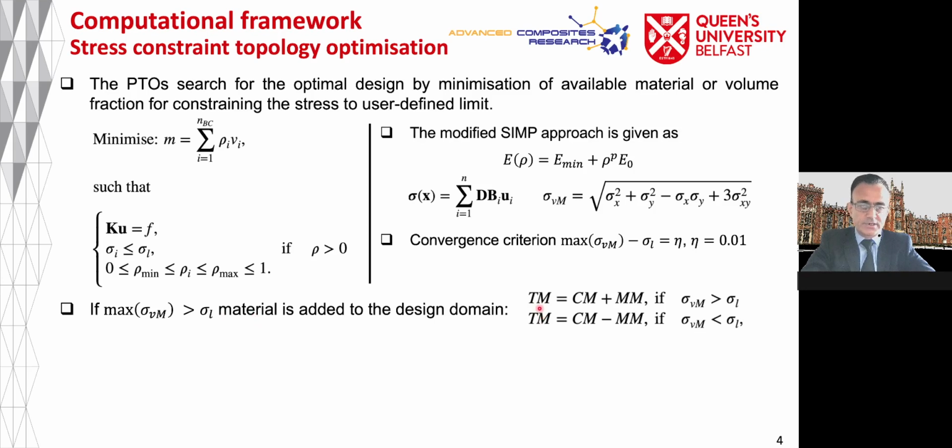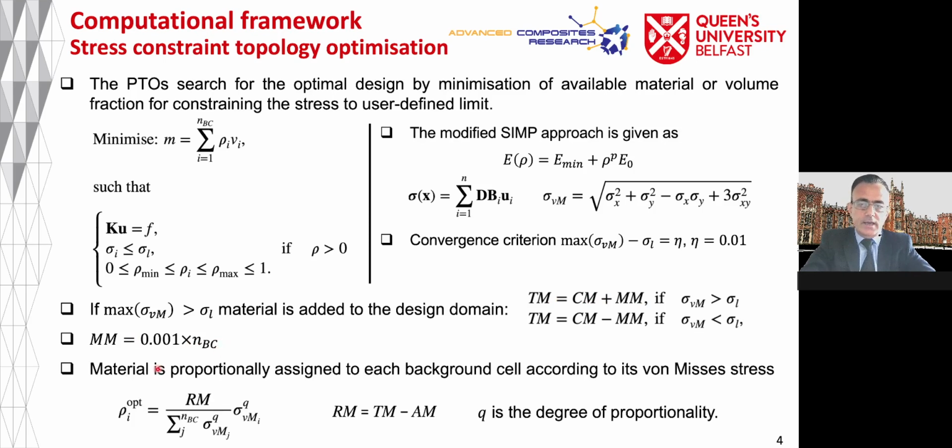So Tm is the target material, Cm is the current material, and Mm is the move material here. And we calculate the move material using this equation here. So 0.001 times the NBC, which is the number of background cells. And then material is assigned proportionally to the von Mises stress using this equation here. So Rm here is the remaining material, and sigma Vm is the von Mises stress for each background cell. So if the von Mises stress is high, we add more material, and Rm here is the remaining material, which you can calculate from the target material minus the actual material.